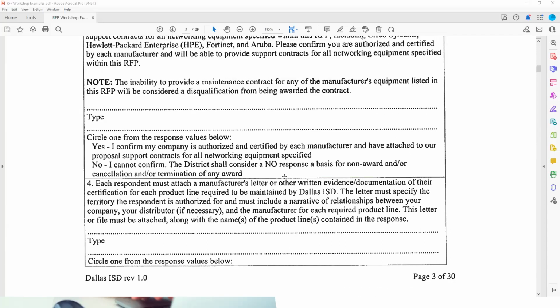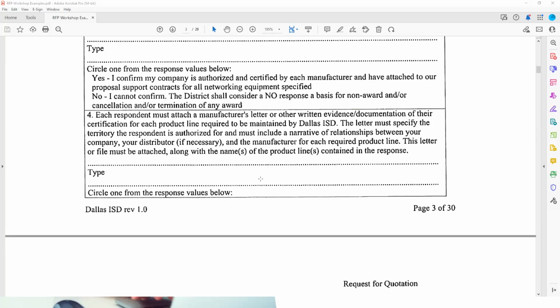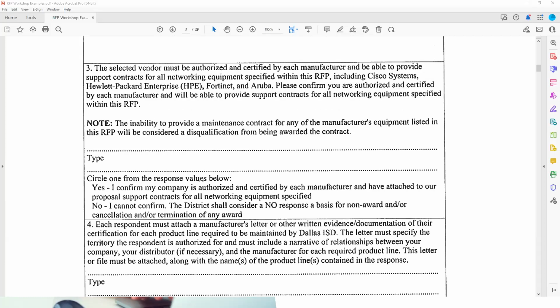Now, not only are they saying that you have to have these things, now they're getting even deeper. They're saying each respondent must attach a manufacturer's letter or other written evidence documentation of their certification for each product line required to be maintained by Dallas ISD. Oh my goodness. Now we got to add some more stuff to our checklist. So we know that we have to be certified by these particular companies. Now we have to have a letter from each of them too. So we need to make sure we add that to our checklist.